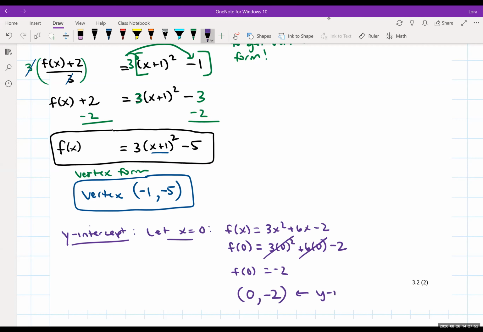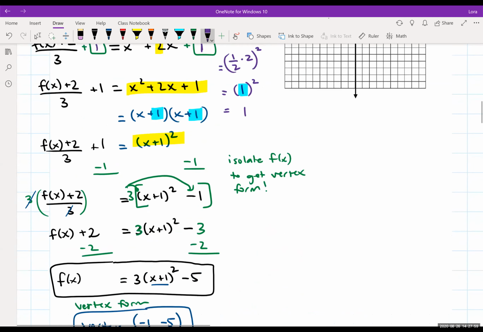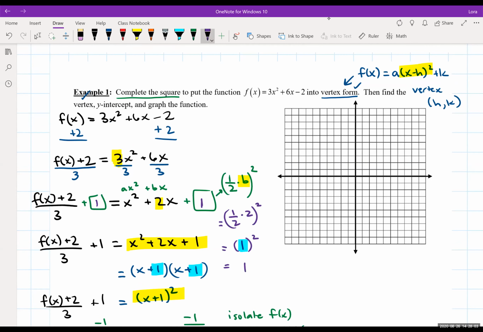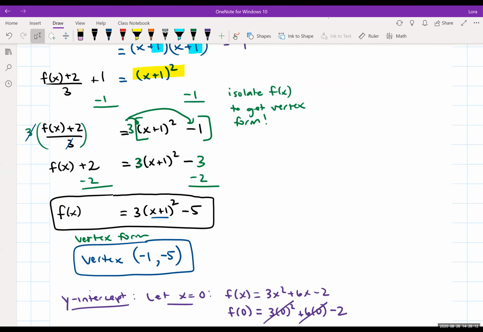I know we already labeled it, but I like to label it again. So I'm going to look back up. Did I answer everything? Okay, find the vertex, check. Find the y-intercept, check. Graph the function. Okay, so now one last thing. We're going to use our important parts to help us out a bit. And I'll show you a shortcut, and you can feel free to do what you like.